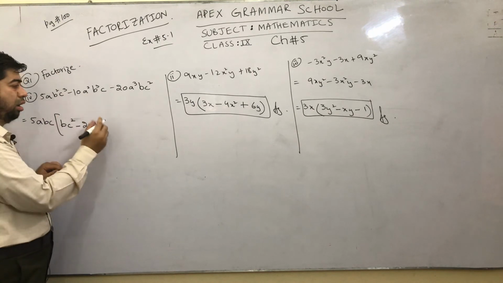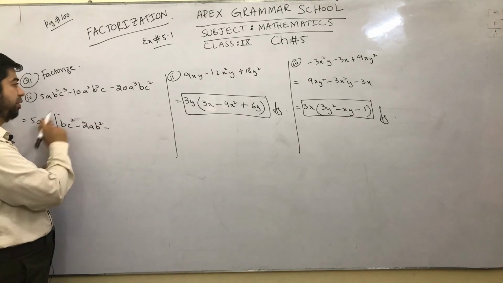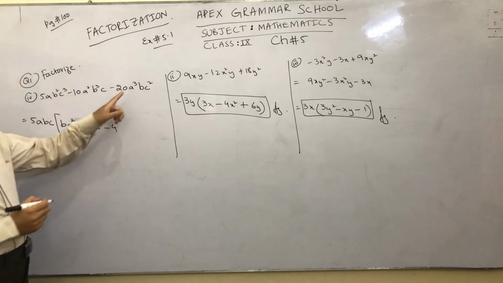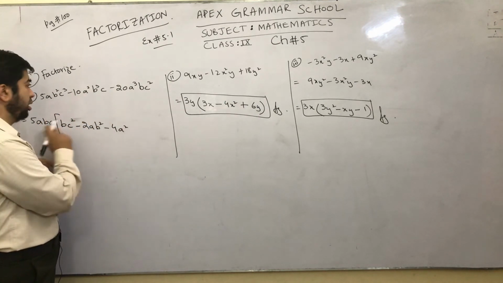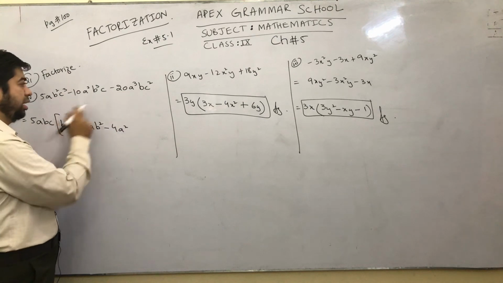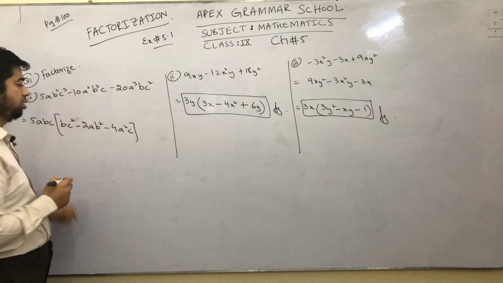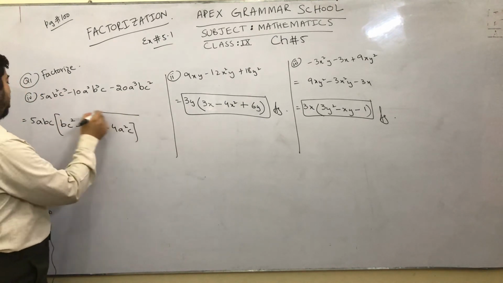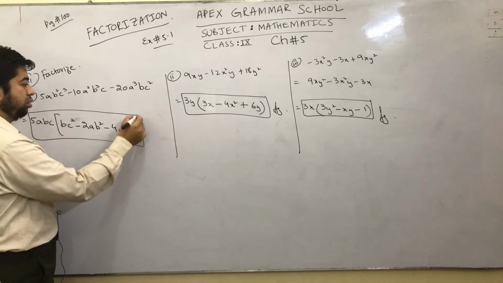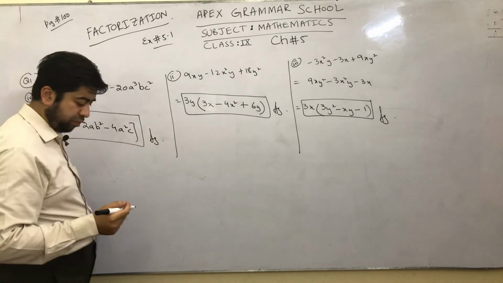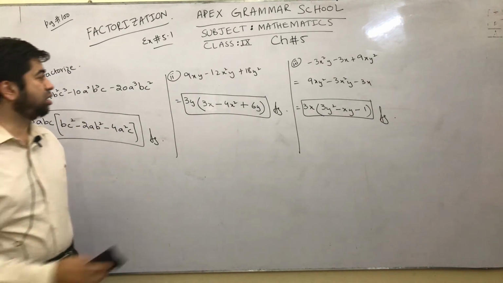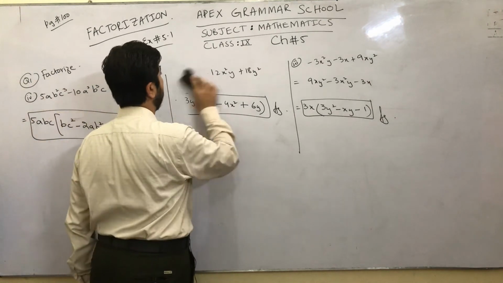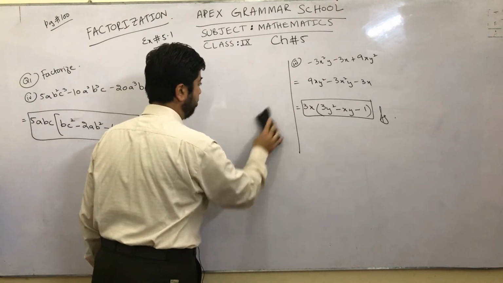So this already have taken common, minus 5 4s are 20. From a cube, this a is outside here, so a square, b is outside here, and 1c is left. This is the answer after taking common. You see that very simple way to solve this question. This was factorization, and you very well know about that from your previous classes.